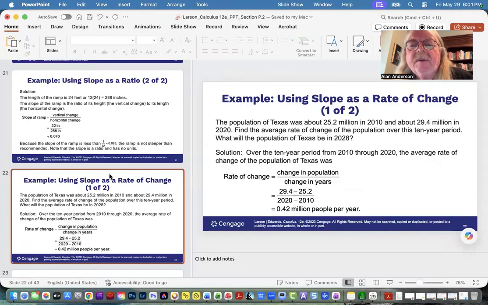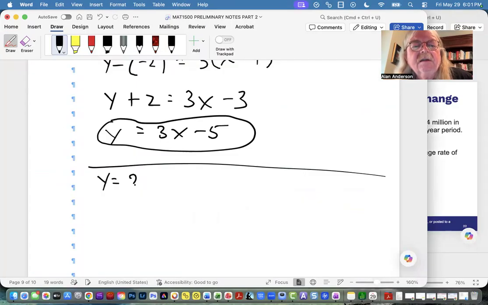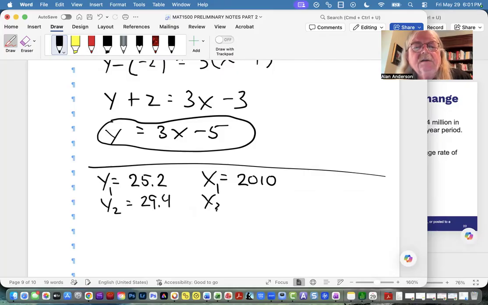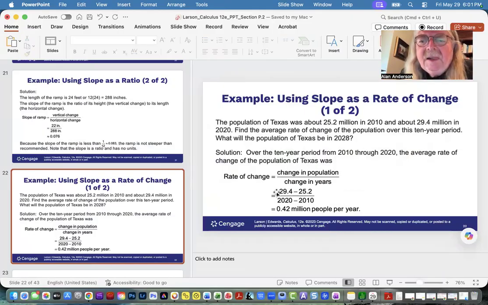So we have a population of 25.2 in 2010, and it went up to 29.4 in the year 2020. Now, what they want you to do is not only figure out the average change per year, but make a forecast for the year 2028, assuming that nothing changes.